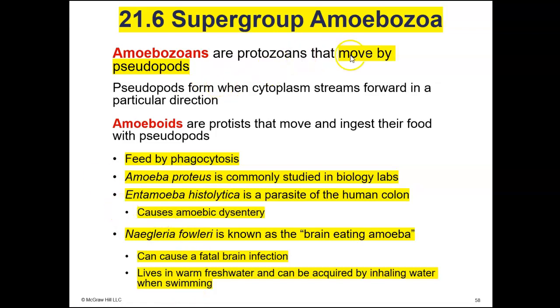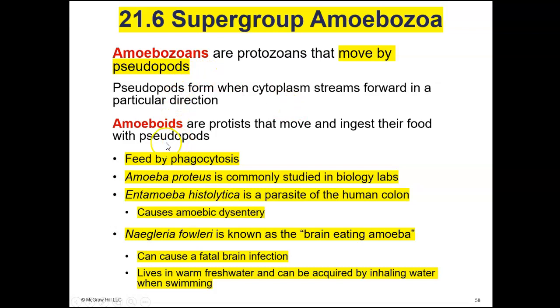Amoebozoans are protozoans that move by pseudopods. Now, we did cover the Rosaria, which also have pseudopods, but the difference is their pseudopods are more thread-like or needle-like. And you'll see a picture in a minute. The pseudopods of the amoeba are just different. They're not as skinny. They're fatter. But the Amoebozoa also do not have a test or shell.